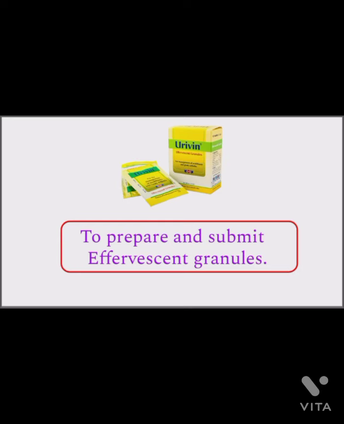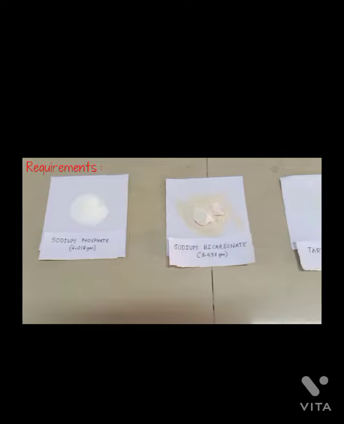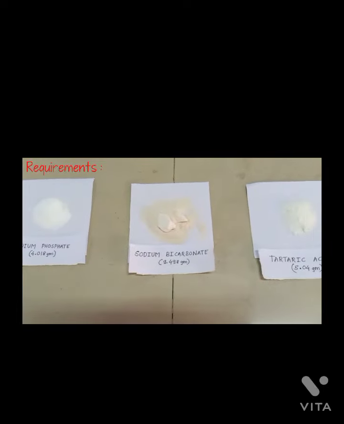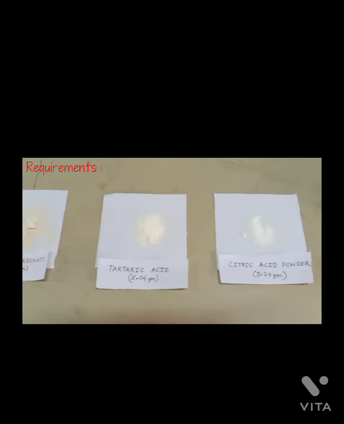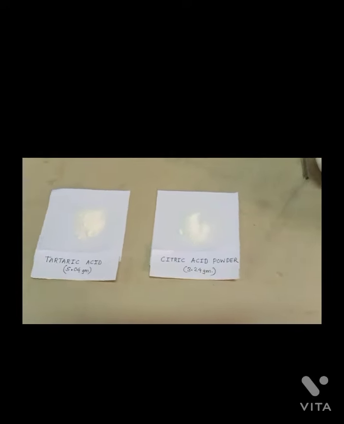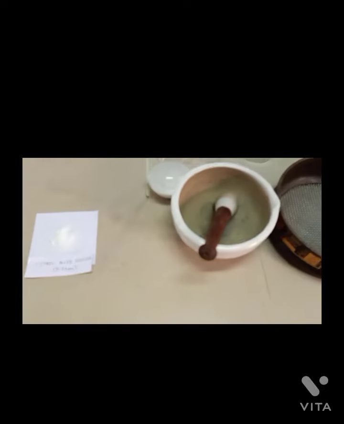Today we are going to prepare, perform and submit the effervescent granules. Let's see the requirements. In chemicals we need 4.018 gram sodium phosphate, 9.498 gram sodium bicarbonate, 5.04 gram tartaric acid and last 3.24 gram citric acid.